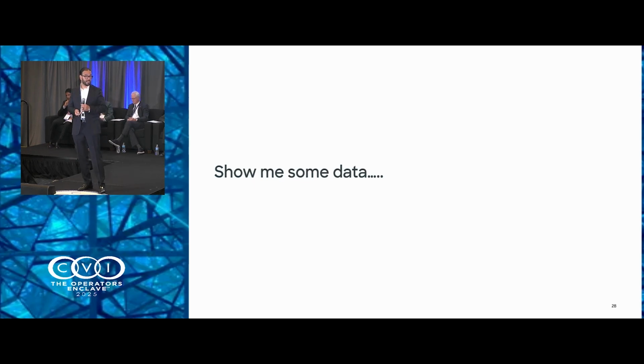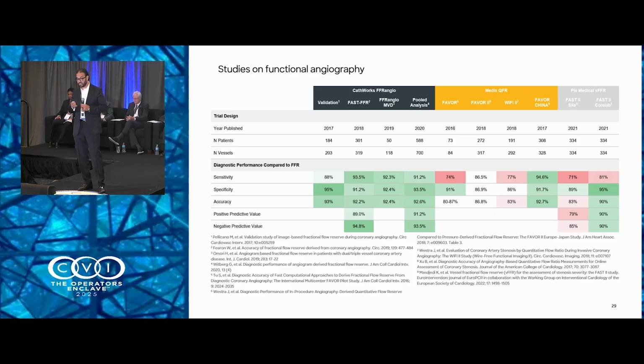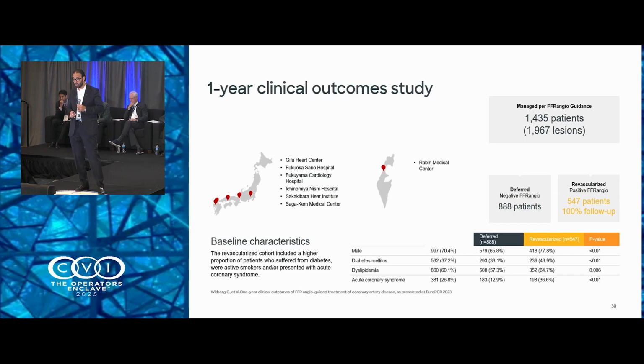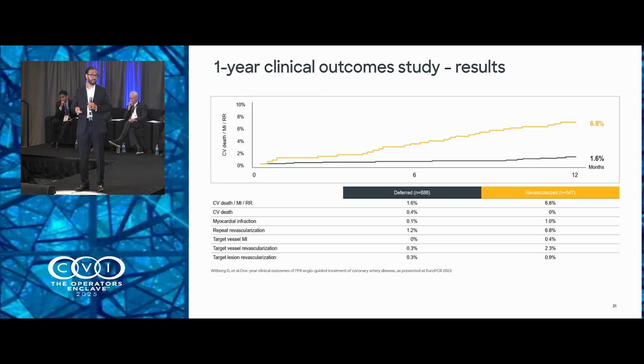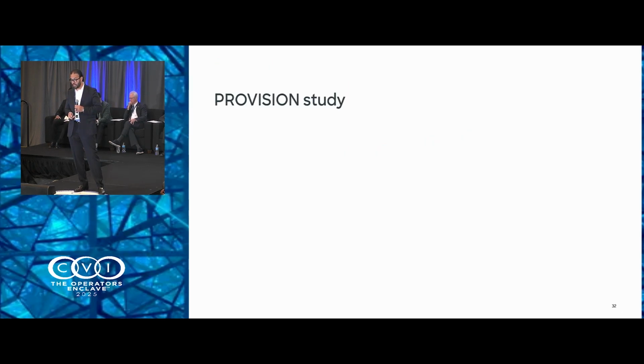So is there some data to support a technology like this? This is a table that compares 3 different technologies, and what we found is that the diagnostic performance compared to the wire-based FFR for CathWorks is the highest as compared to MEDIS. MEDIS had some good comparisons as well to the FFR wire. And with a clinical outcome study that was done in Japan, we were able to see that the safety of deferring based on this software was pretty good in general, compared to the revascularization arm, where we tend to see more events.